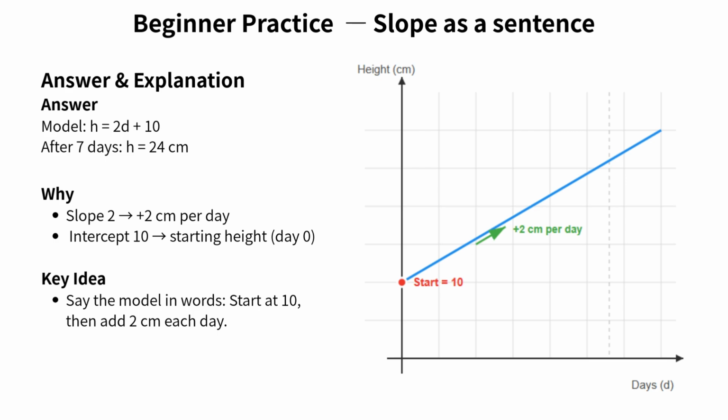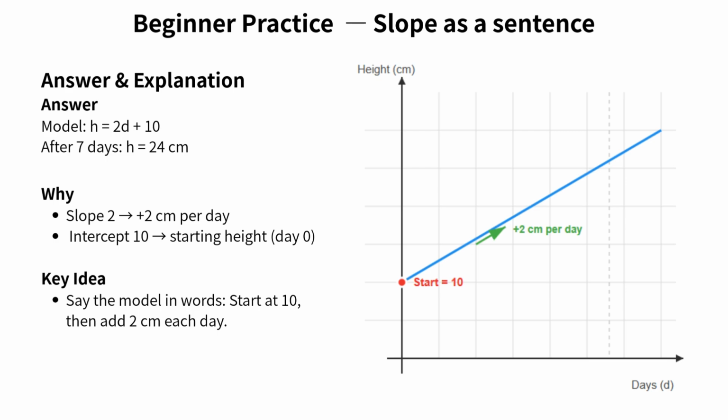Quick sanity checks. At day 1, the model gives 12. At day 2, it gives 14. That pattern shows the constant rate. On the graph, the line starts at 10 on the y-axis, then rises by 2 for every step of 1 to the right. After 7 steps, you've added 14 total to the start, landing at 24, so the result is reasonable.